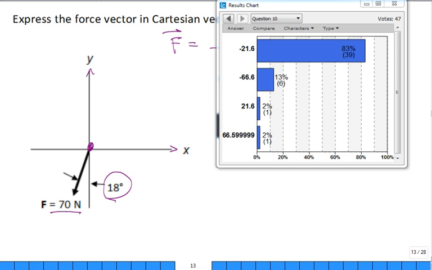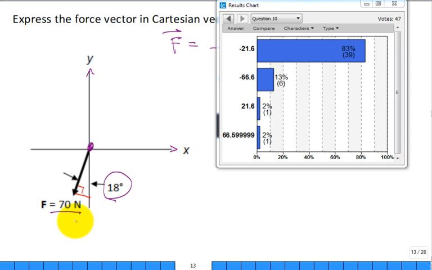All right, let's take a look. Negative 21.6. All right, how did they figure it out? Did they say, look, I need a right triangle, I'm going to put the corner right there? Is that the right triangle? Is that the correct right triangle to put in to solve this problem?